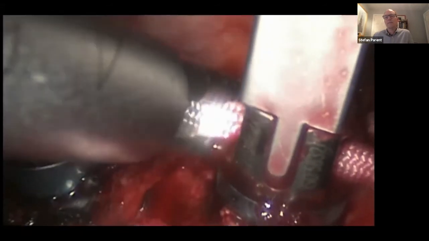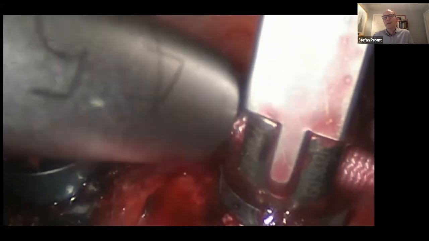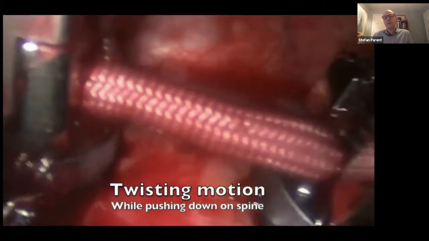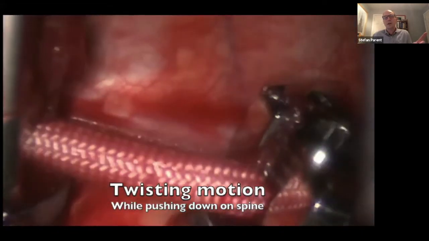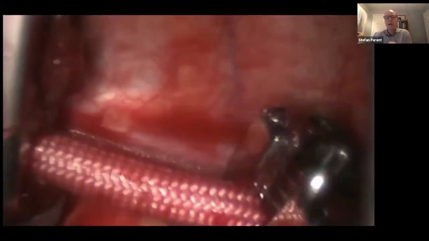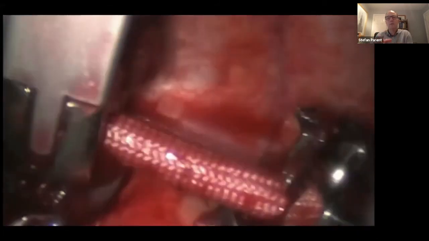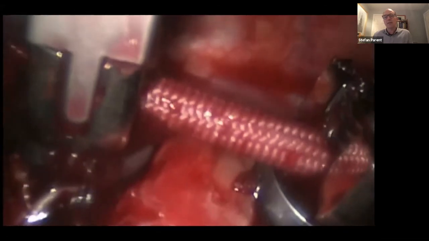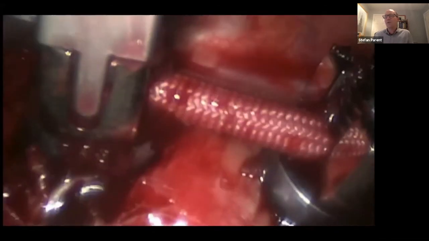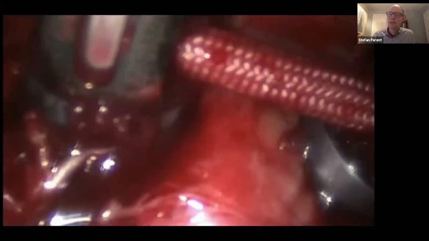So again, same maneuver, not the same patient. We're riding against the post there, and you'll see the twisting motion, and you're pushing down on the spine with your screw at the apex. So you're really correcting, twisting, and getting correction at the same time. So simple maneuver. There are other systems that use an inline tensioner, and it's perfectly okay.